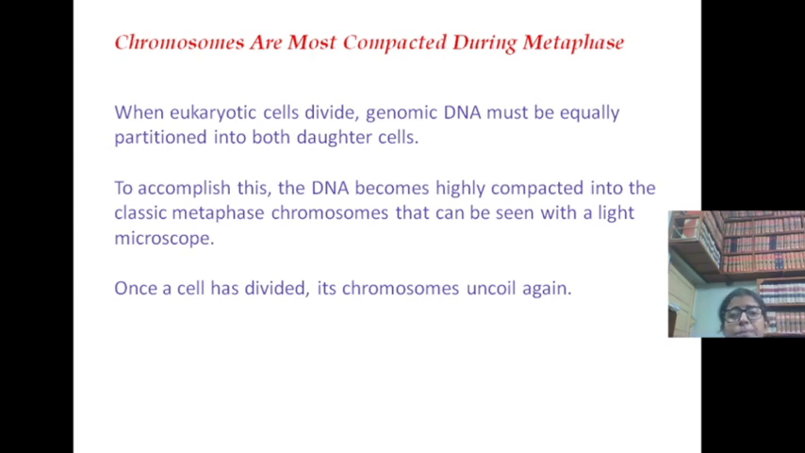And chromosomes are most compacted during metaphase. When eukaryotic cells divide, genomic DNA must be equally partitioned into both daughter cells. To accomplish this, the DNA becomes highly compacted into the classic metaphase chromosome that can be seen with a light microscope. Once a cell has divided, its chromosomes uncoil again. Okay? So because it has to uncoil, because it has to be given to the two daughter cells. So if it doesn't get uncoiled, how will it be divided and segregated into the two daughter cells? Okay?